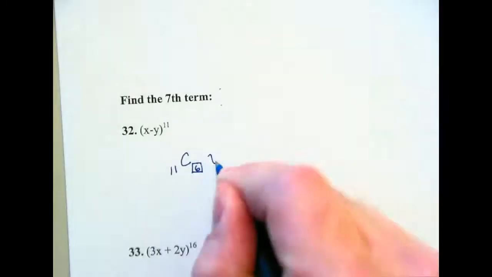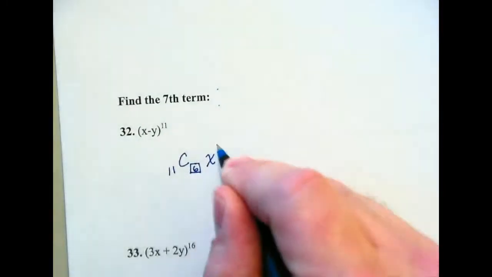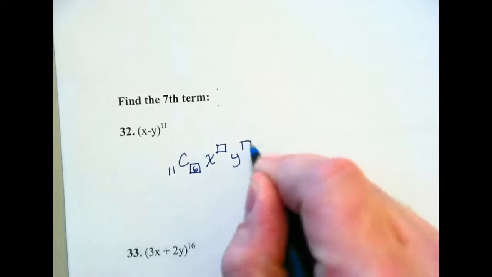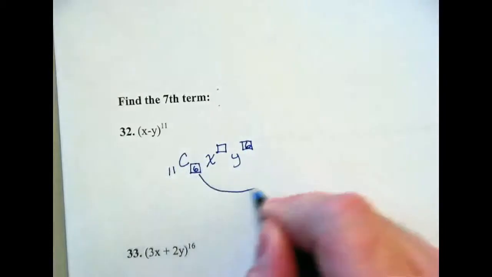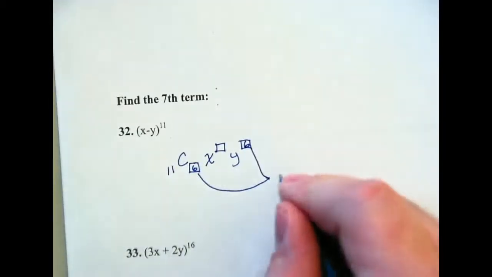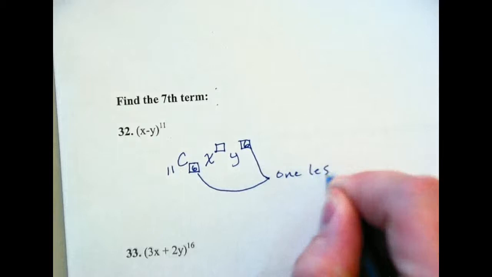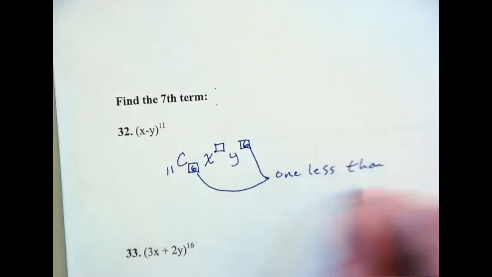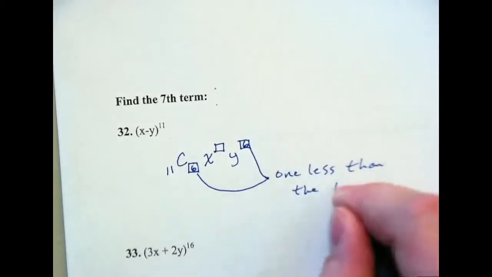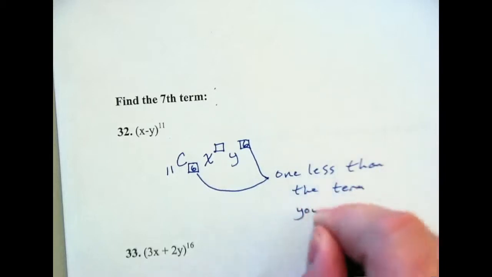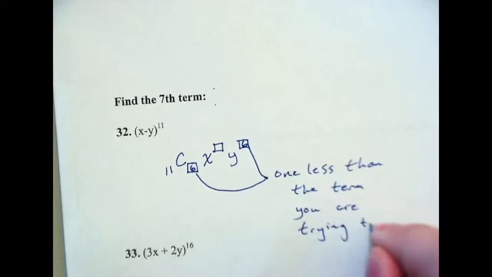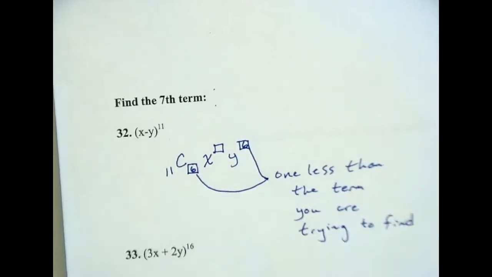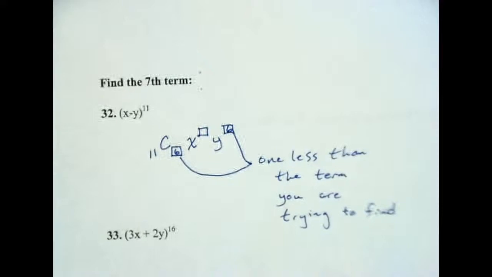And then we have x to some power, and we have 1 to some power. Now these two powers are always the same. Okay? Remember, these two powers are always one less than the term you are trying to find. One less than the term you're trying to find. So in this case, since we're trying to find the seventh, it would be 6.